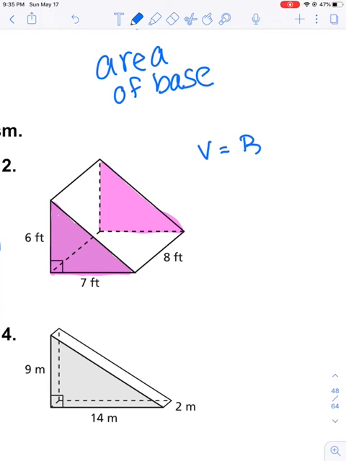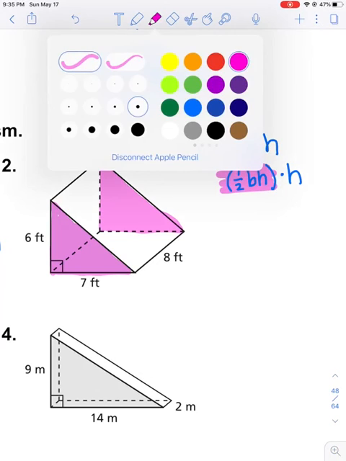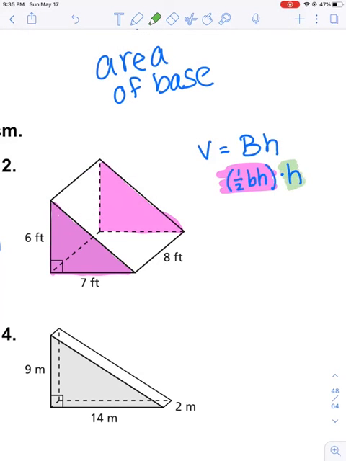So here's our formula. Volume equals area of the base times the height. But this time the area of the base is a little bit more complicated, because in order to find the area of a triangle, we have to use the formula 1/2 times base times height again. Now this is really confusing. This part of the formula is referring to the triangle. So the base and the height of the triangle. Then this part of the formula is referring to the whole triangular prism, the height of the prism.